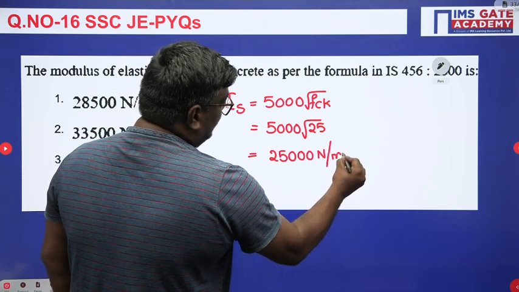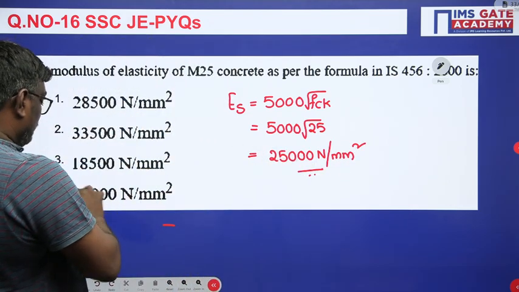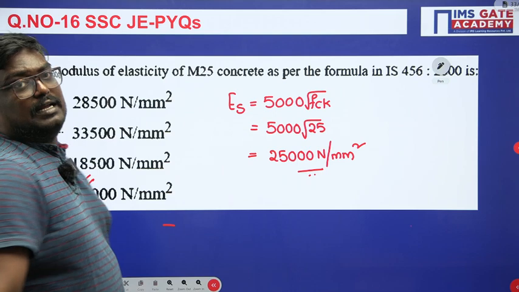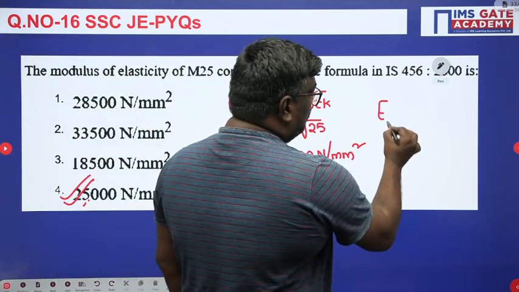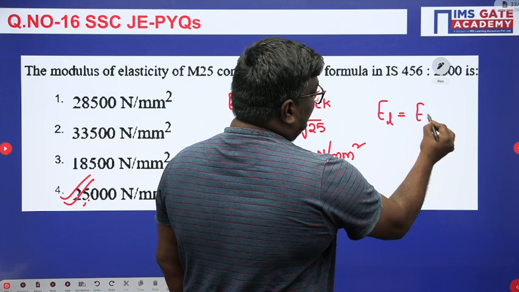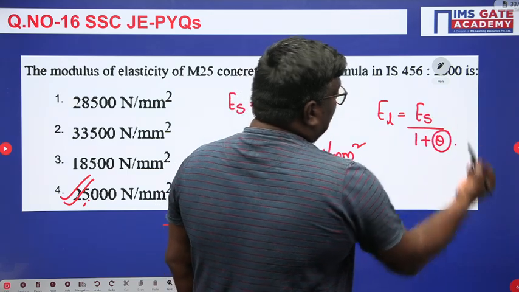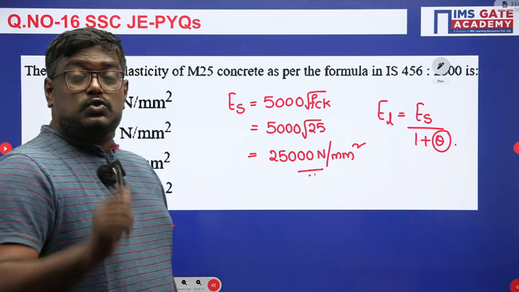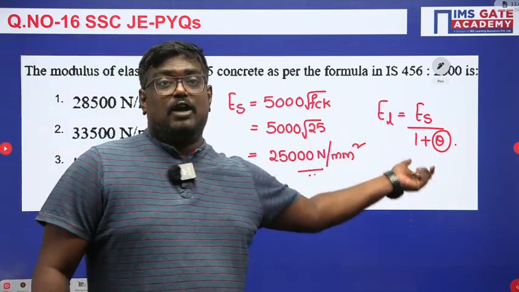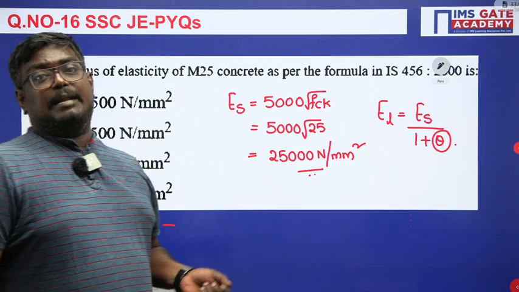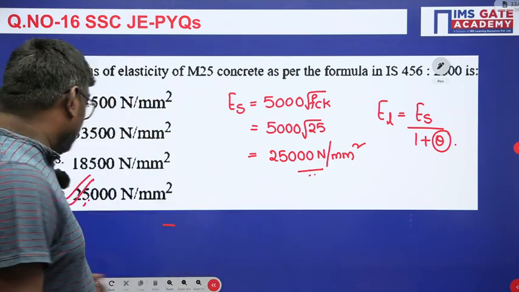So, my dear students, what will be the option? Here we have 25,000, so option 4 is the right answer. I hope you are clear. Now, if they ask you the long-term modulus of elasticity, then it will be taken as the short-term modulus of elasticity upon 1 plus theta, where theta is the creep coefficient. Whenever they ask a question on short-term modulus, you should be aware of the long-term modulus also, where theta represents the creep coefficient, which is the ratio of ultimate creep upon elastic creep.